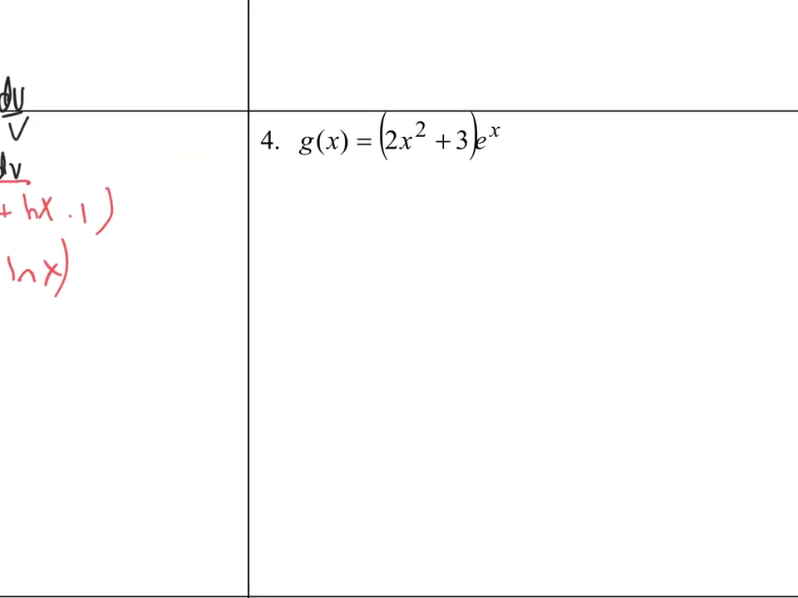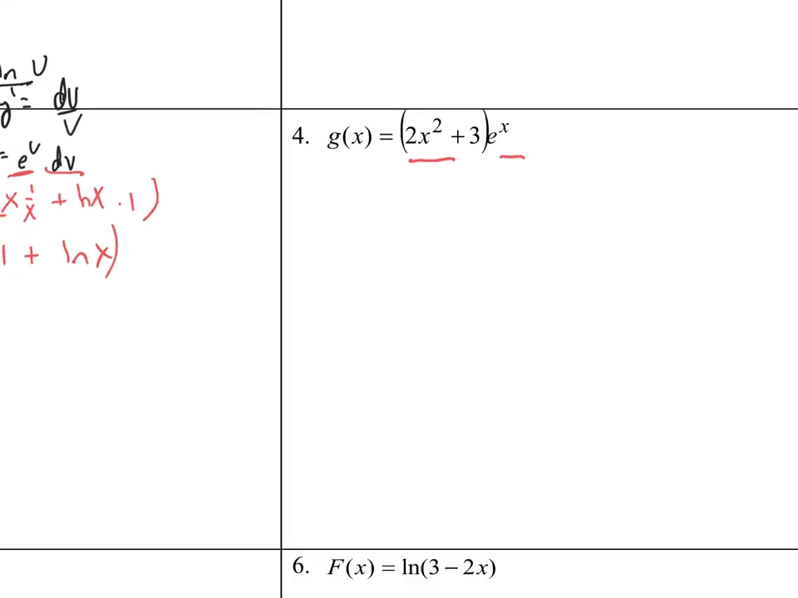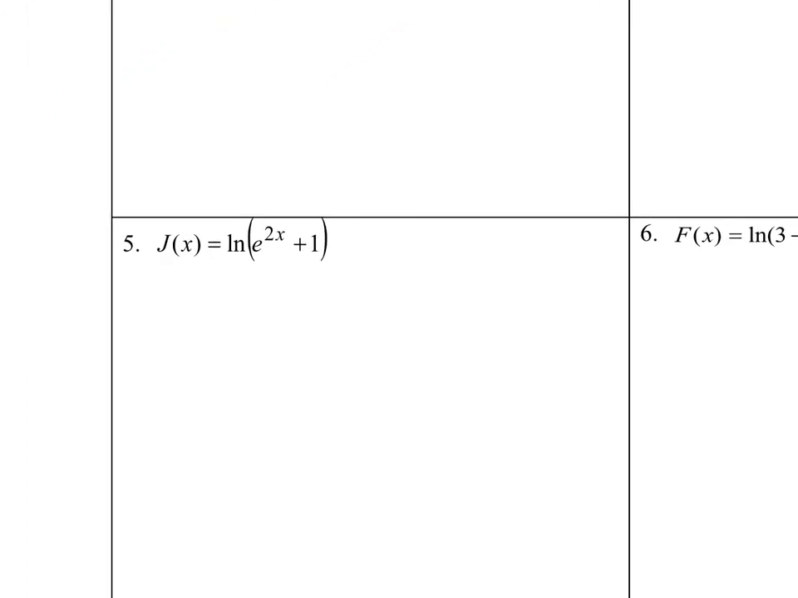Four, just a big product rule. There's your first, there's your second. Five, natural log of u. If this is my u, e to the 2x plus 1, then du will have to be the derivative of this from left to right, which is e to the u, du, e to the 2x, times the derivative of 2x, which is 2, plus the derivative of 1, which is 0. So there's your du. Some people choose to write it like this.